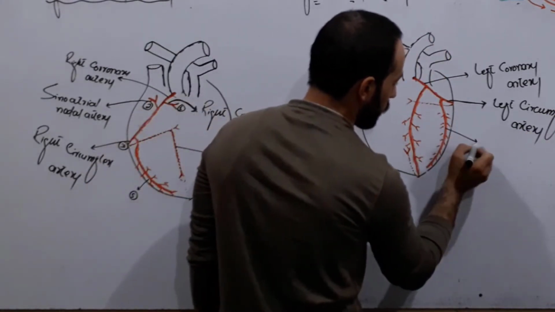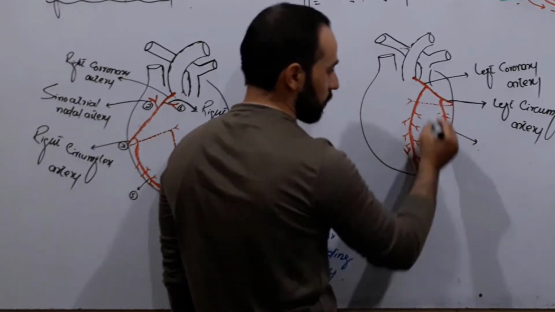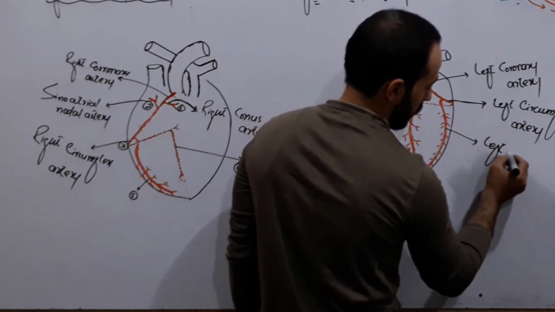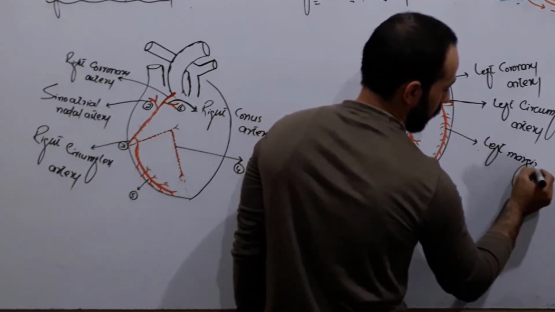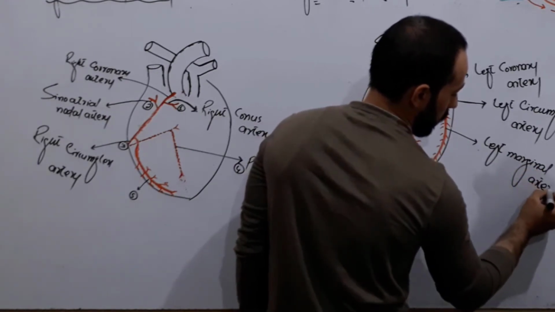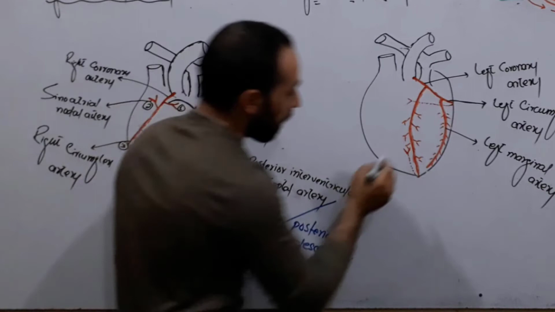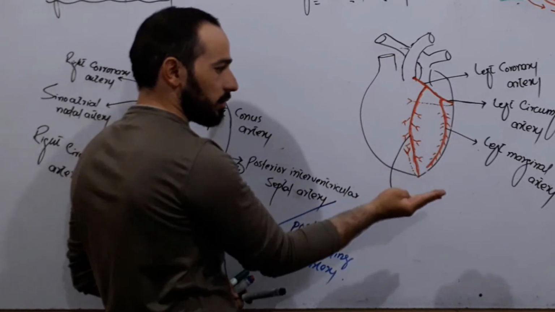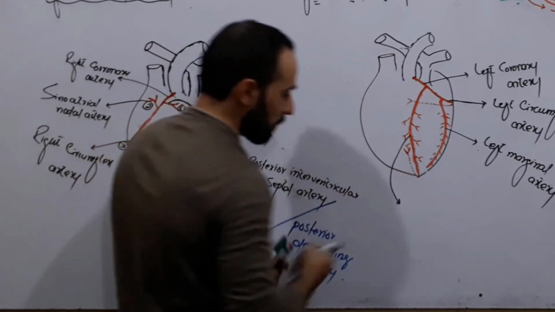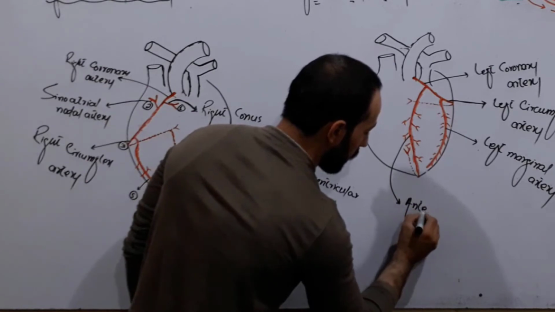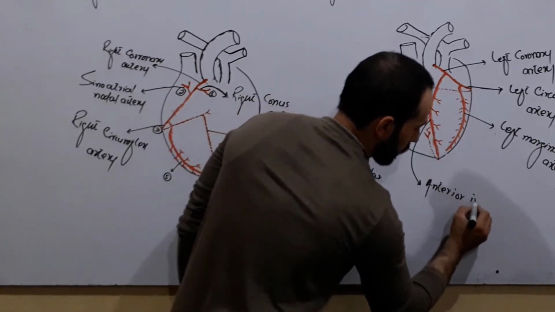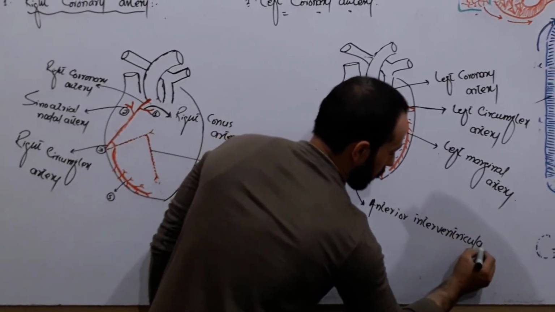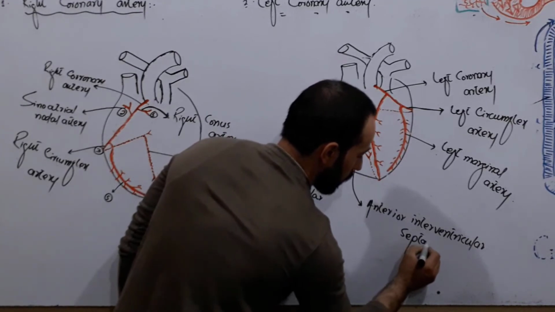And then here is a branch. From this left circumflex artery, the branch comes on the margin on the left side of the heart. That's why we call it the left marginal artery. Clear? Left marginal artery. And this branch is present on the anterior side of the interventricular septum. So that's why we call it anterior interventricular septal artery.